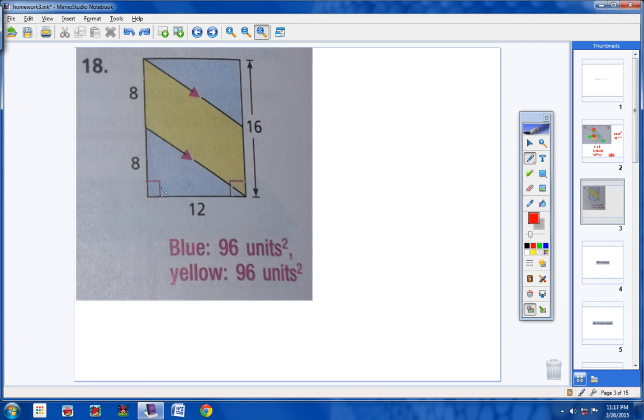So area of this bottom blue triangle is 1/2 base times height. So 1/2 times my base times my height, which would be 48. So the area of the blue triangle is 48, which means the area of the blue triangle up here is 48. So the entire area of the blue area is 96 square units. So there's one answer, 96 square units, and that's for the blue area.